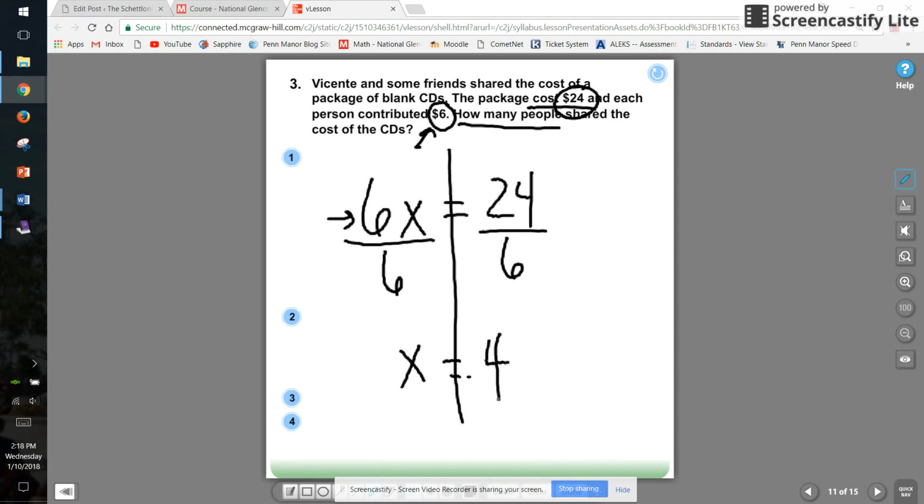There you go, ladies and gentlemen. That's how to use our division property of equality to solve multiplication equations.